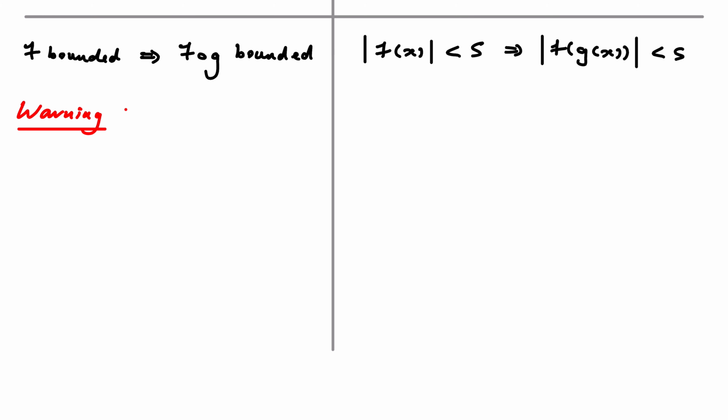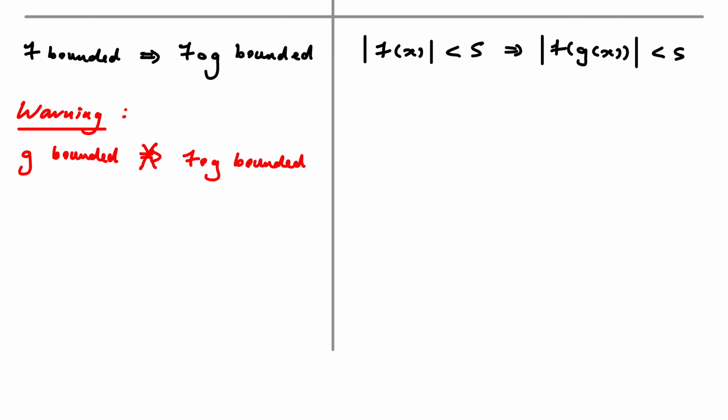Warning. Suppose g is bounded, this does not imply that the composite is bounded. So the inner one is bounded, it makes no difference at all. So let's do kind of an example we saw before with quotients that messed everything up.